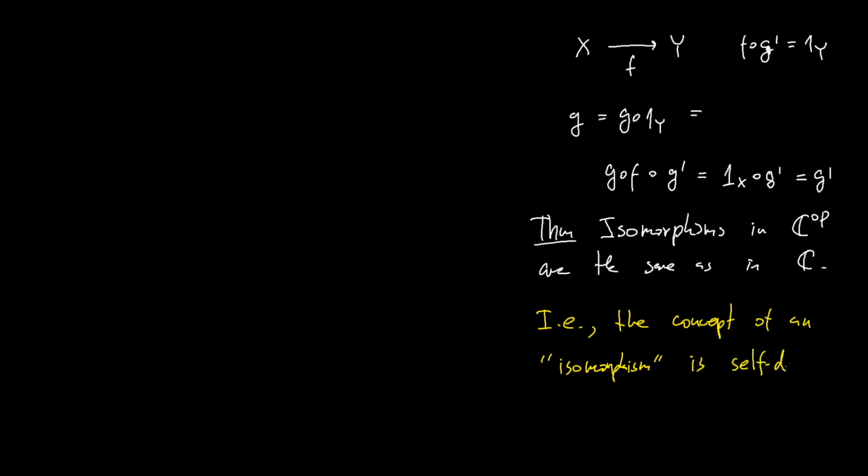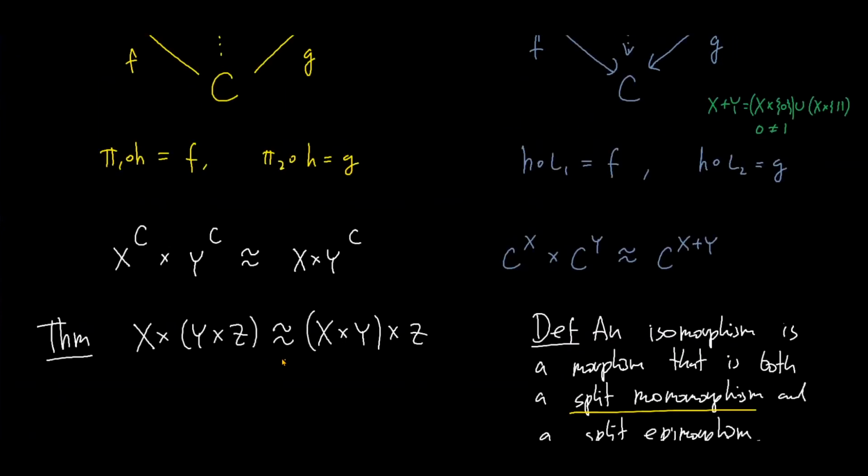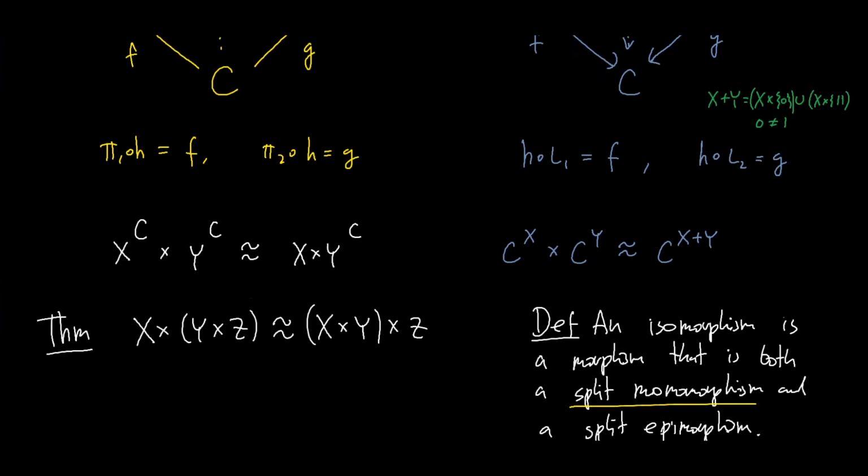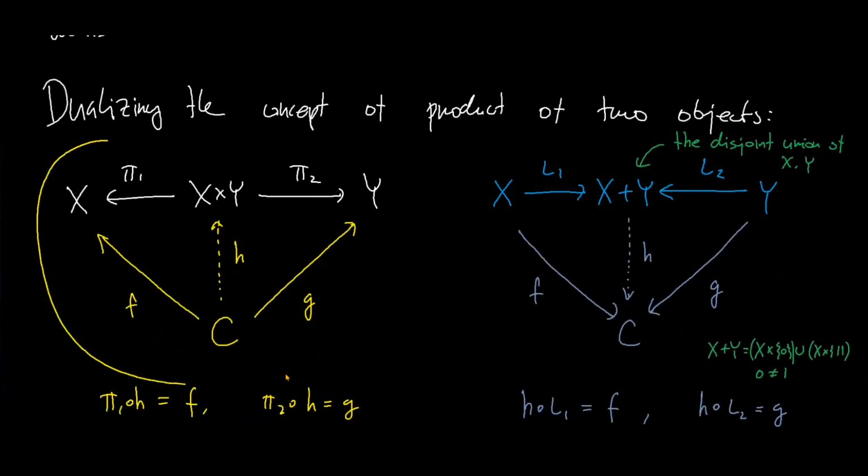Remember, the definition of a category itself is invariant under duality. So already a category is self-dual, and some of the things defined inside a category will also be self-dual, like the concept of an isomorphism. Now, going back here, this notation simply means that there exists an isomorphism from here to there. And it will be possible to prove that this is true in any category, just by using the definition of product.